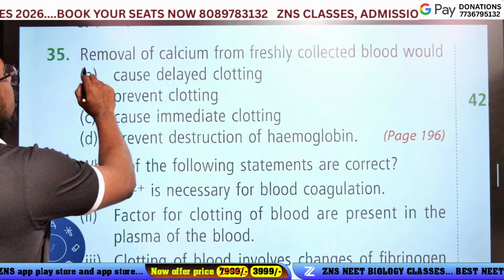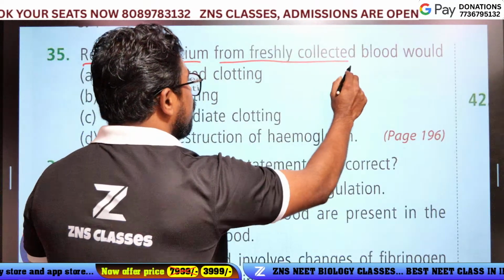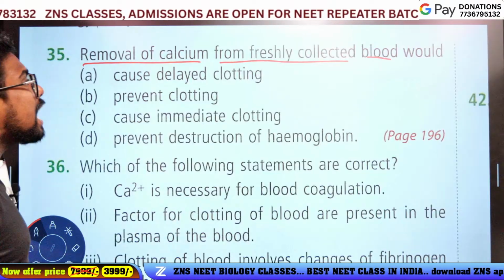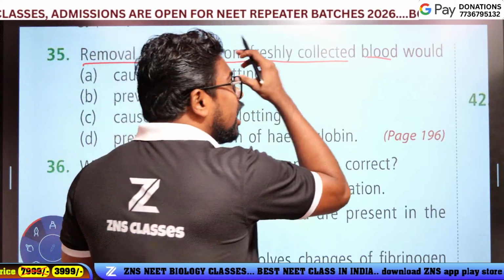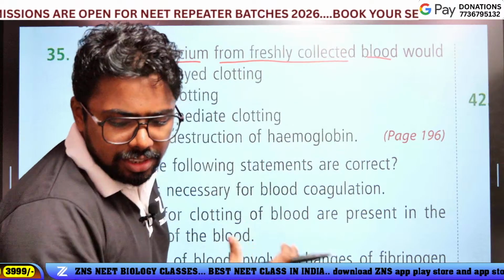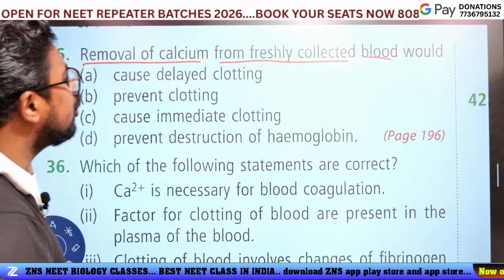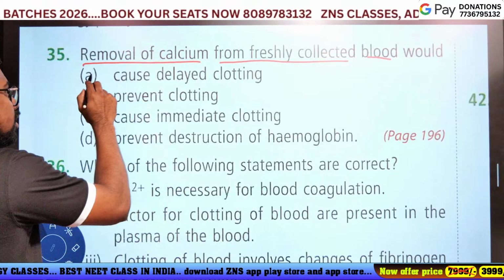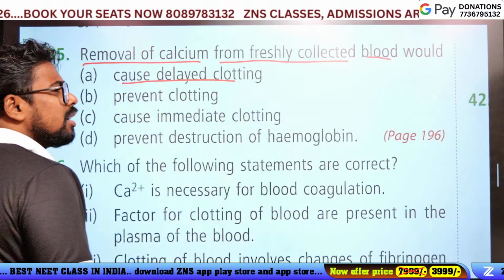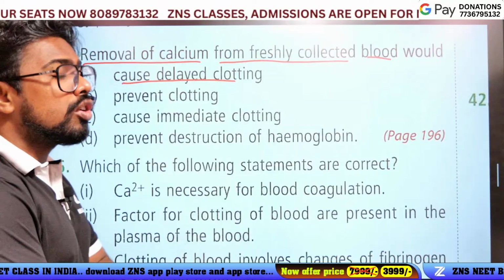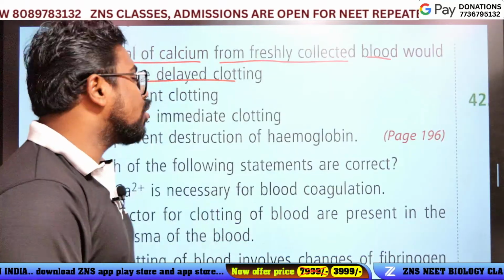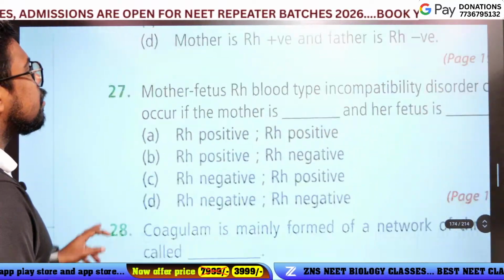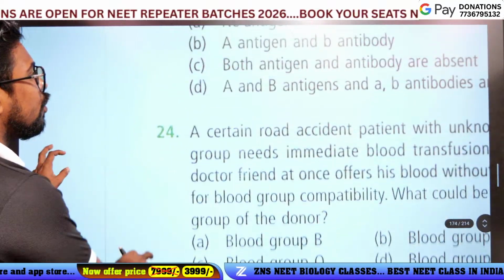Okay. The removal of calcium from freshly collected blood. You just take some blood and remove the calcium completely. What happened? It causes delayed clotting. You know calcium is important for blood coagulation. Calcium, and vitamin K, and the calcium ion is very important for your blood clotting.